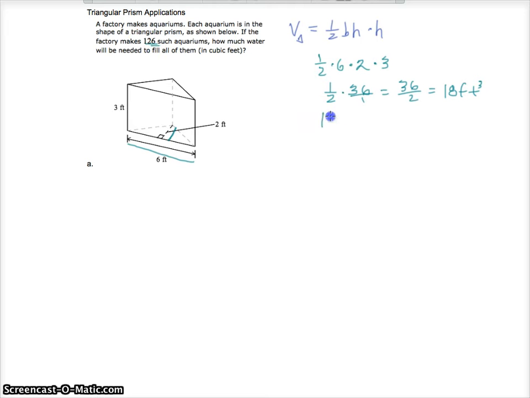So I'm going to take 18 times 126. Using a calculator, I find that 18 times 126 is 2,268 feet cubed of water. Let's look at another problem.